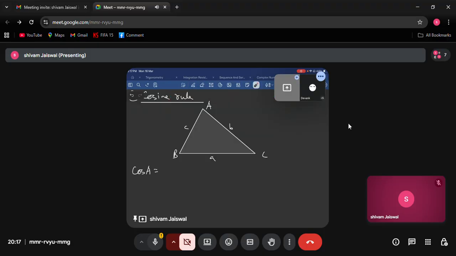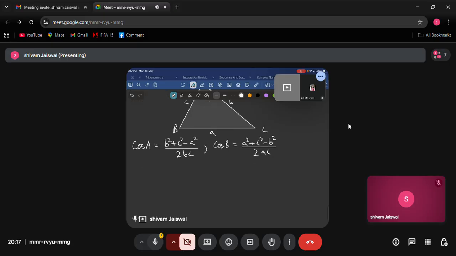See everyone, cos of angle A is equal to the sum of the squares of the two sides including angle A minus the square of the opposite side, divided by 2bc. That is, b square plus c square minus a square by 2bc. You people have forgotten. Samita, have you ever seen cosine rule before? Similarly cos of B is c square plus a square minus b square divided by 2ac, and cos of angle C is equal to a square plus b square minus c square by 2ab.